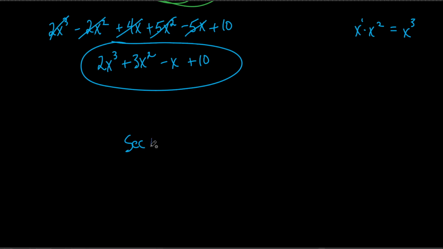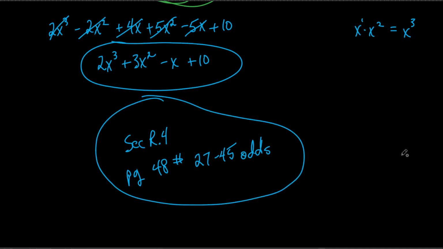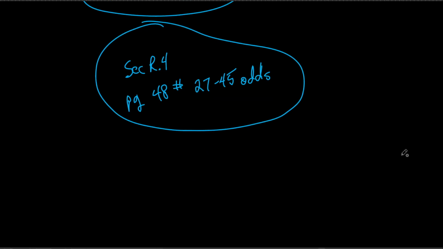All right, well, let me give you some problems to do. This is section R4, and it's page 48, and it's 27 to 45, and most of the time it's always the odds, okay? That's your homework right there. Everybody see that? So page 48, it's 27 to 45, the odds. You can look on RenWeb. I've got it on there, okay? If you didn't write it down today, you can go back to YouTube, look at it, and you're good to go.